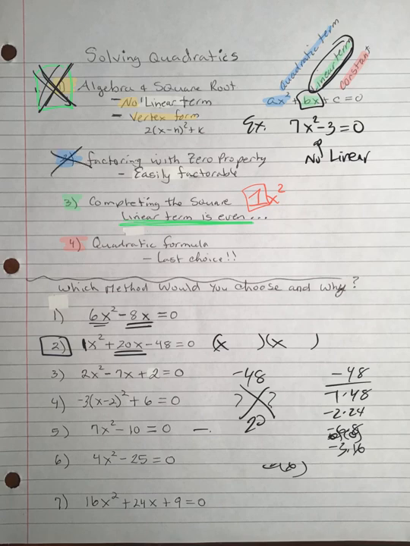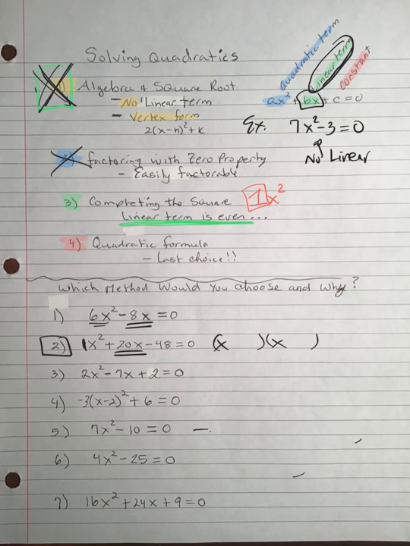Completing the square. Would that be a good choice? Well, the coefficient's 1, and to complete the square, the coefficient needs to be 1. So that's a good start. And I notice that the linear term is a nice even number, right? So it looks like completing the square would be better.